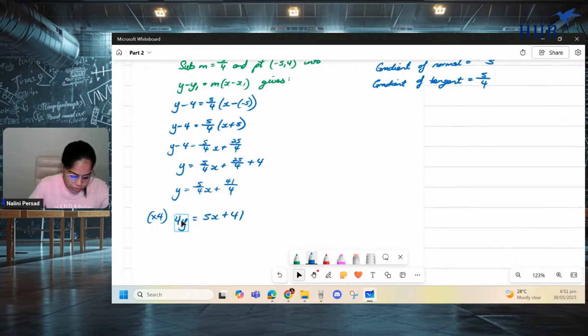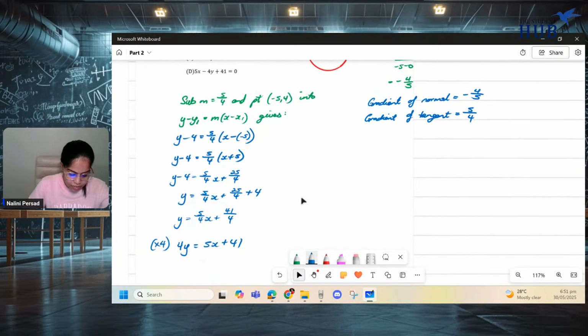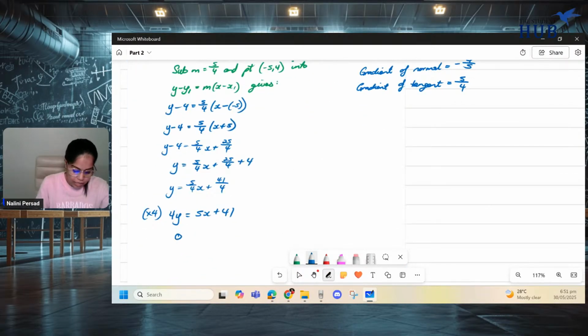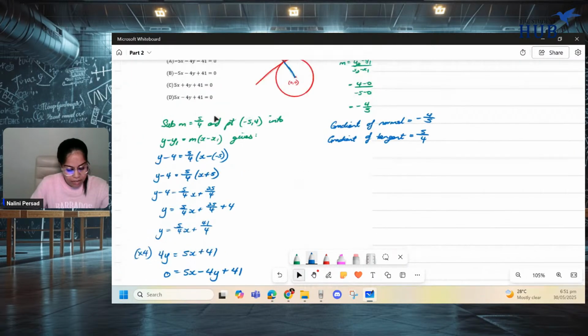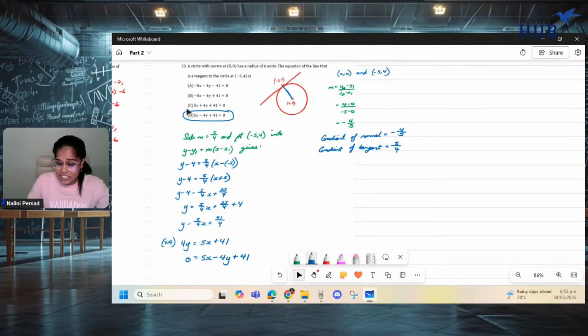So bringing all the terms on one side. If I bring 4y across, I'll get negative 4y plus 41. So 5x minus 4y plus 41 is equal to 0. Module 2 questions really require the most time.